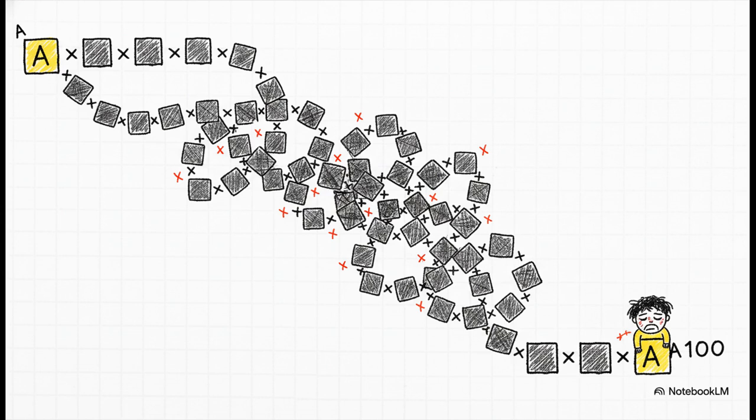If you just tried to brute force it, you'd have to multiply the matrix by itself, and then multiply by itself again, 99 times in total. That's just an insane amount of work. You're bound to make a mistake, and it's just not a practical way to do things. This is exactly the kind of problem that forces us to look for a smarter path, a secret shortcut, and that shortcut is hidden inside the matrix's DNA.